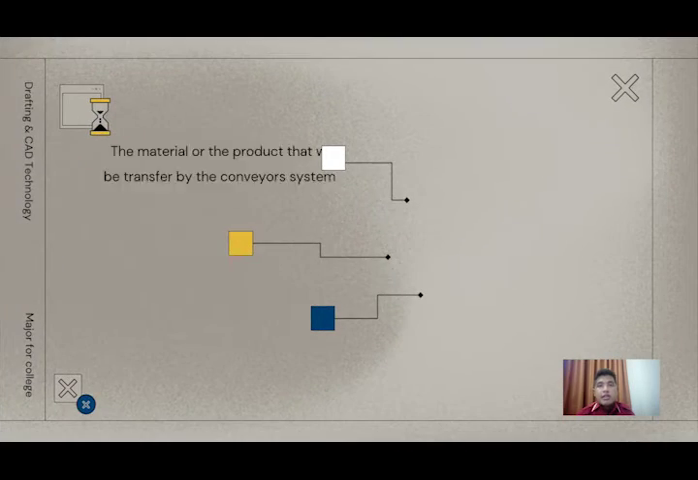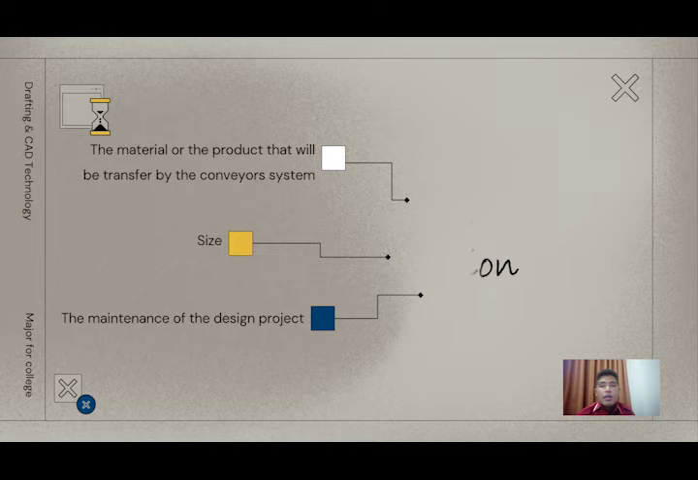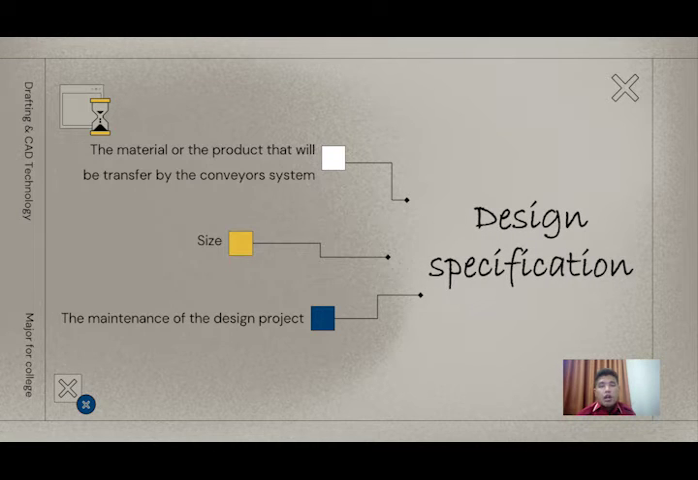The next step is where we determine the design specification. There are many design specifications, but these are what we determine first. The first is the material or the product that will be transferred by the conveyor system. The second is the size of the material itself, and the third is the maintenance of the design project.